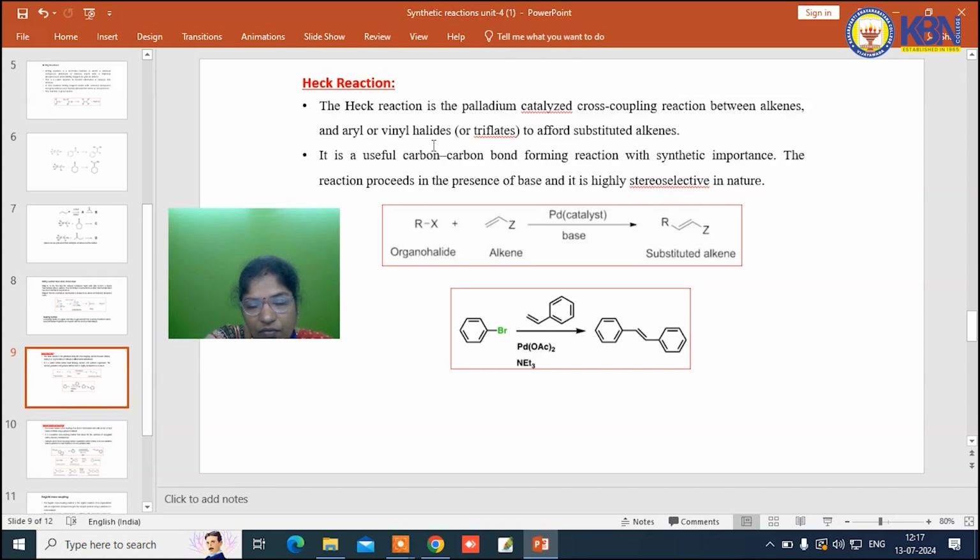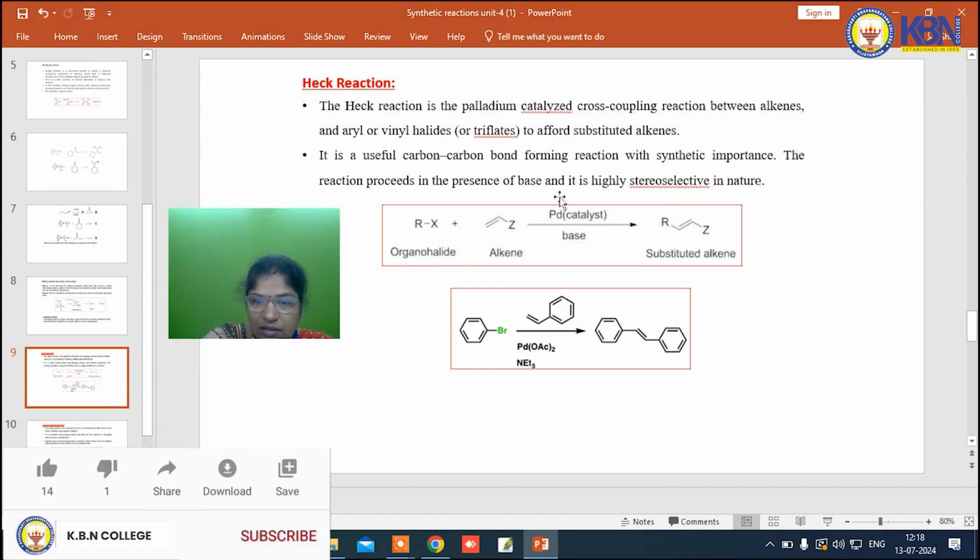This is also a well-known synthetic organic reaction. The Heck reaction is a palladium catalyzed cross-coupling reaction. This reaction is catalyzed by palladium. Okay, we know that the catalyst, what is meant by catalyst? The catalyst is nothing but the reactant or the reagent which is used to increase the rate of the reaction, but it does not get involved in the reaction. That is said to be a catalyst. Here we use palladium as a catalyst.